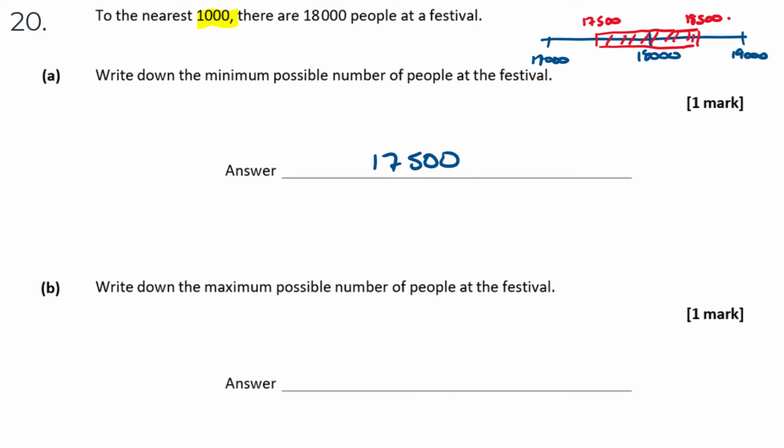Okay, write down the maximum number of people at the festival. Well, the boundary is at 18,500, but I suppose technically we would round that up. So let's just go one down. It'd be 18,499. This is number of people, which is a discrete value. If it was a continuous value, I would just stick with 18,500. But as it's a discrete value, and 18,500 would technically round up, I'm going to go for 18,499.